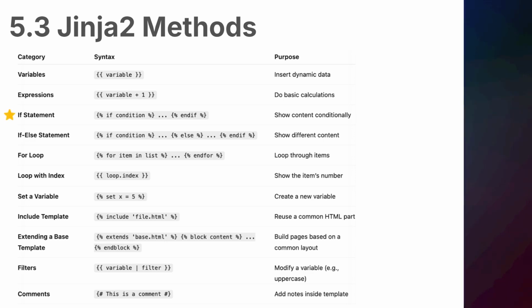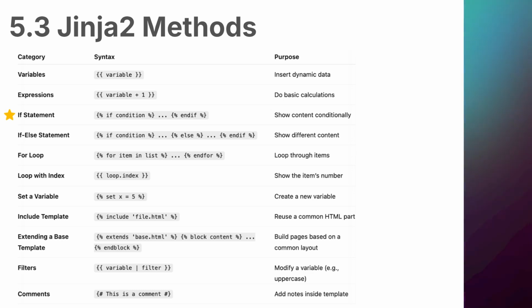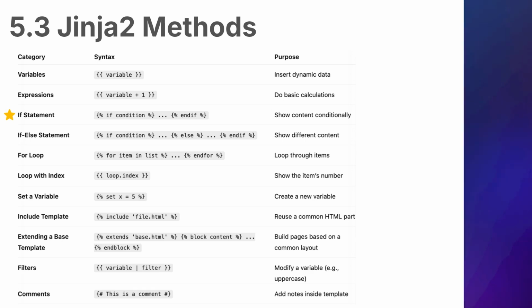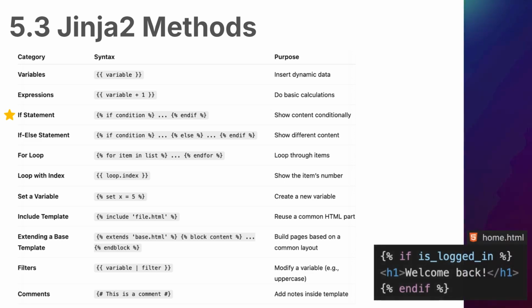Next, if statements. The curly braces with percent signs are special tags for logic, like if statements and for loops. If the condition is true, the content will be shown. If it's false, the content will be skipped. For example, you can write like this. This message will be shown only if the isLoggedIn variable is true. If it's false, nothing will be shown.